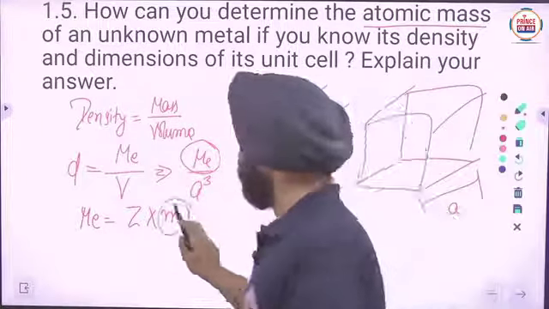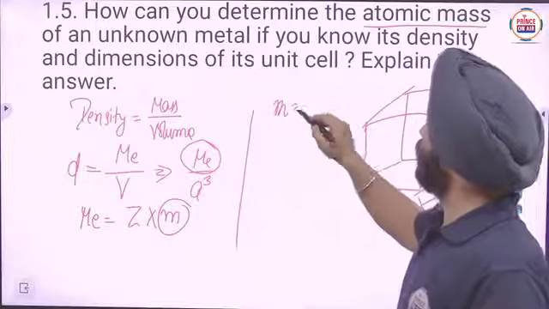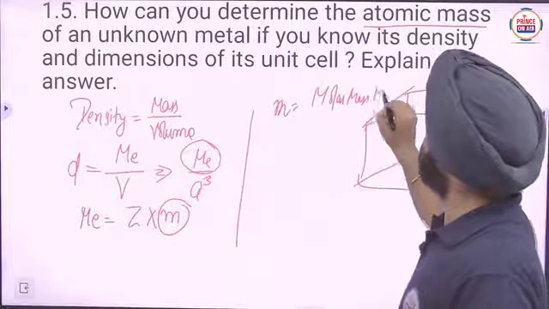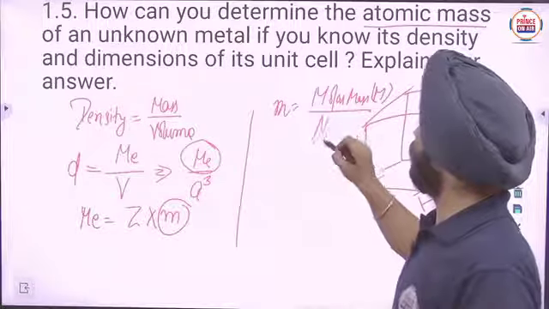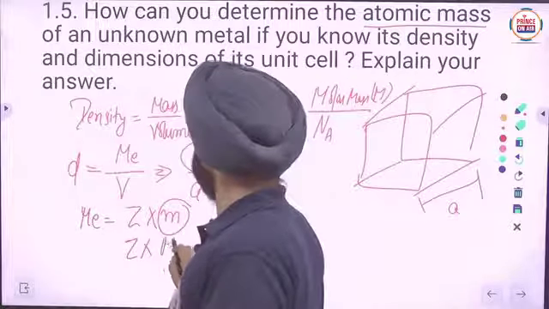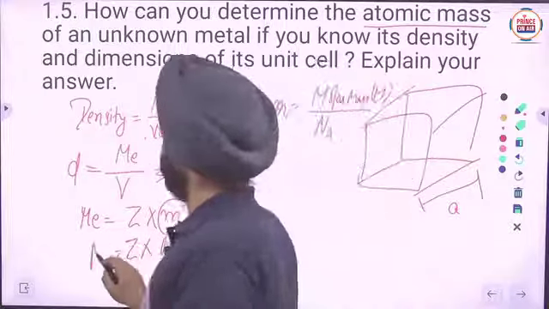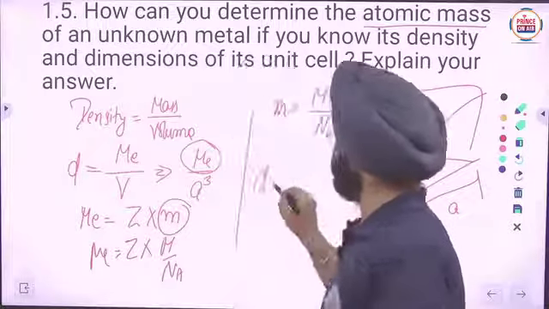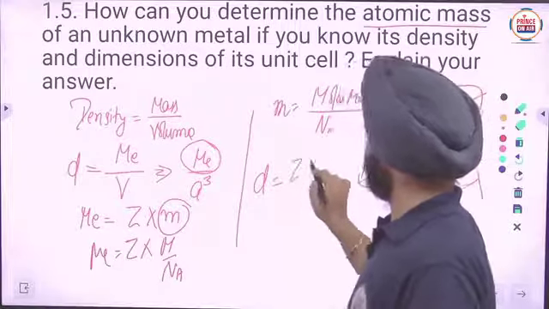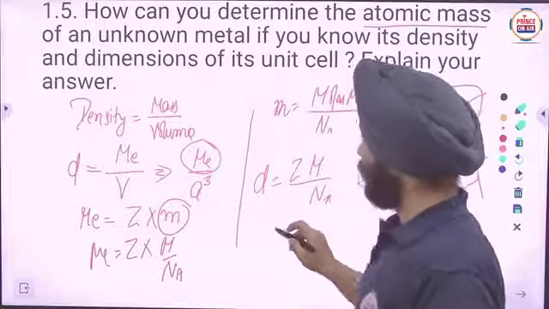Now we have to calculate the mass of the particle. It will come out to be the molar mass M upon Avogadro's constant. So the mass will be z into molar mass upon Na. If you put the value of the mass here, the density will come out to be z M upon Na into a cube.